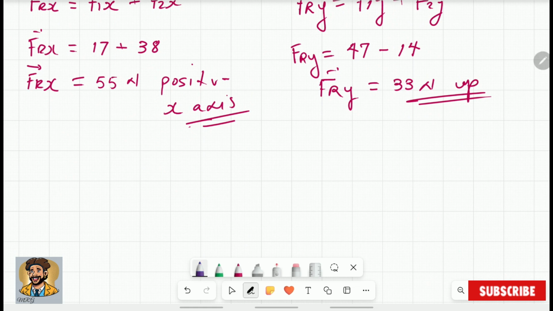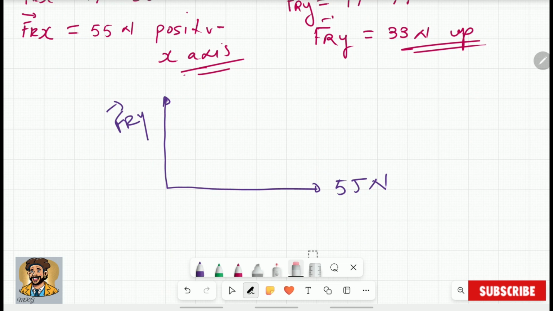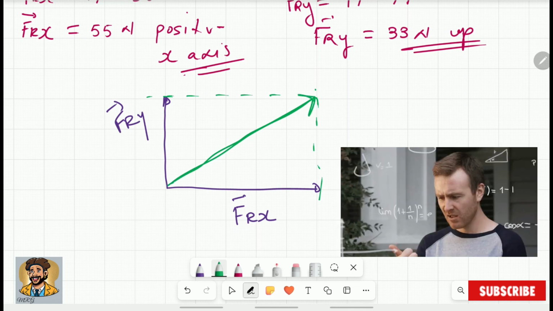So what do I have now here, guys? A rough drawing again. I have 33 up. This one is Fr in y. And I have 55 in this direction. This is 55 Newton. This one is Fr in x. So the resultant vector will be that one there. That is what we are looking for.